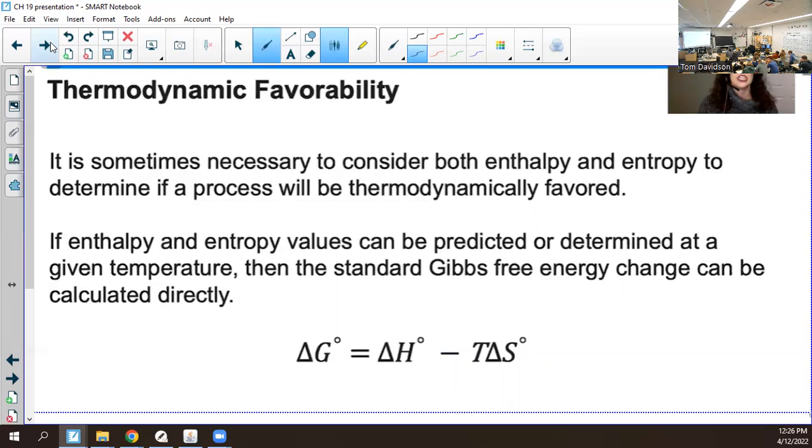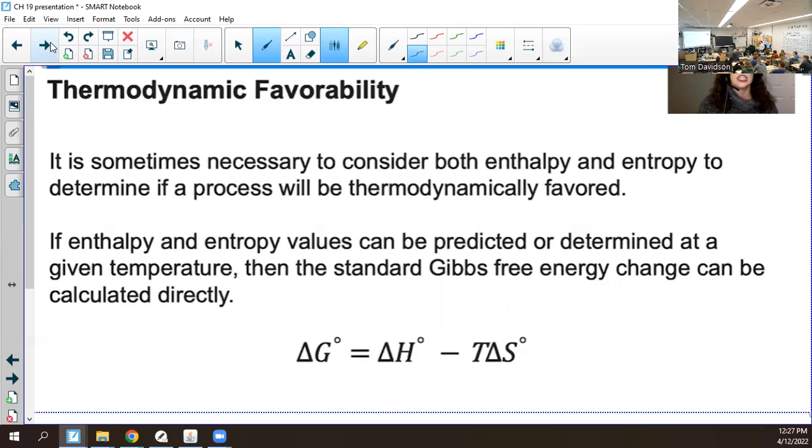So we have this combination of H and S now that we're going to talk about. It is sometimes necessary to consider both enthalpy and entropy to determine if a process will be thermodynamically favored. So these problems, you're not going to have a data table that gives you the G naught values. You're going to have to do more work. If enthalpy and entropy values can be predicted or determined at a given temperature, then the standard Gibbs free energy change can be calculated directly.